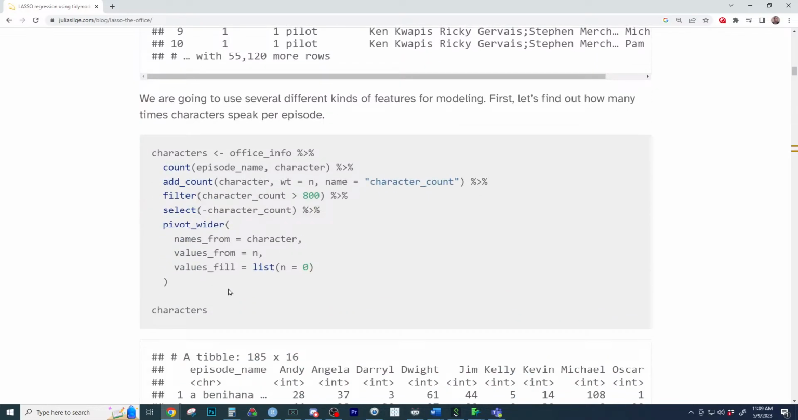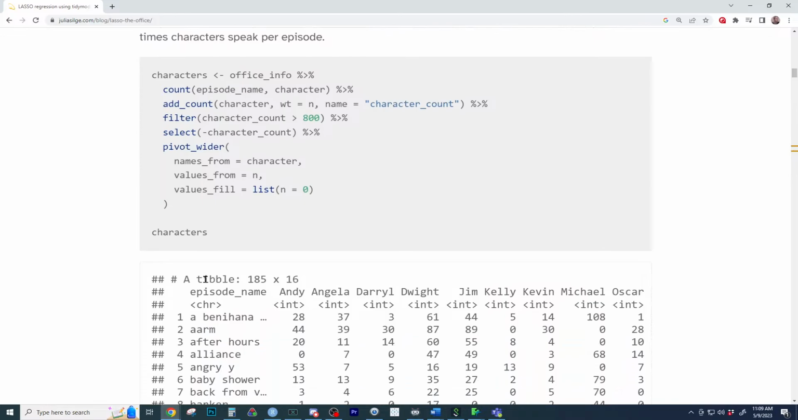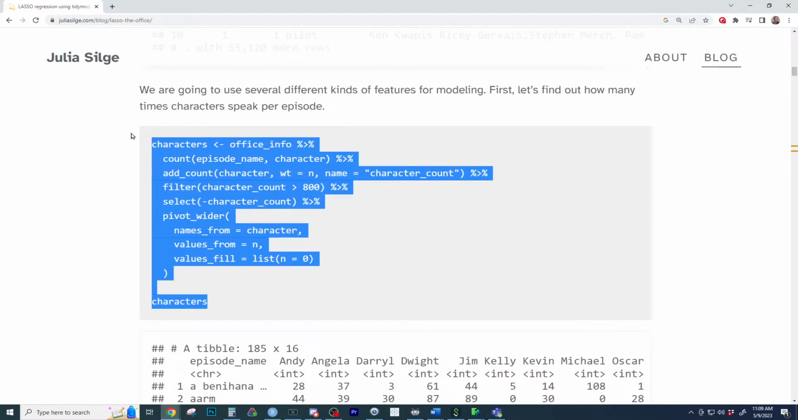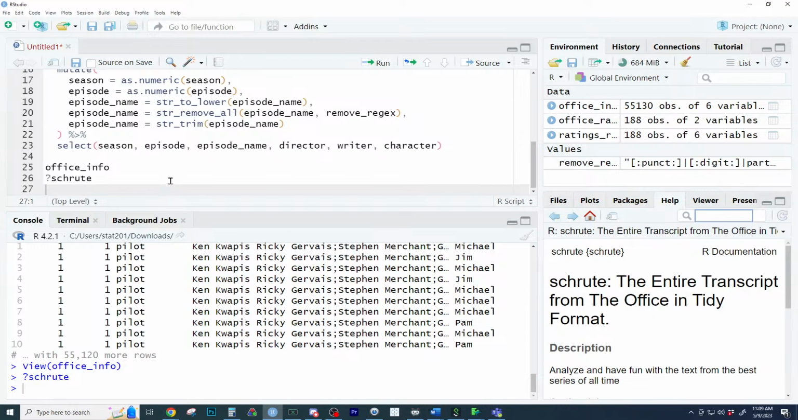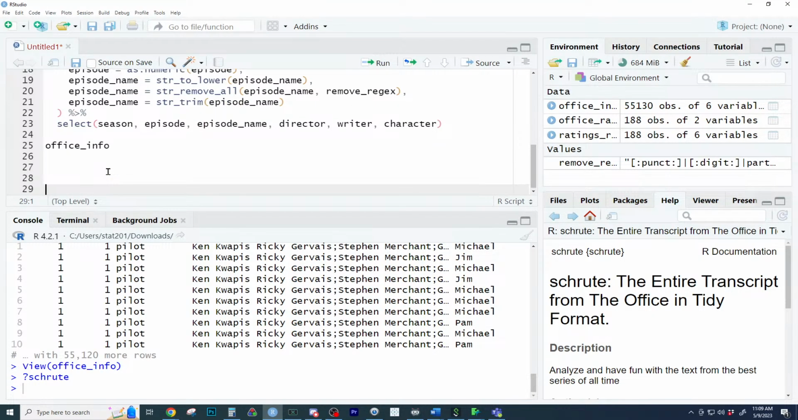So she's figuring out how many times a character speaks per episode. Hey, Jesse, good to see you here. We're looking over some code real quick and what's possible. We literally have the entire transcript for The Office right now for every single episode.